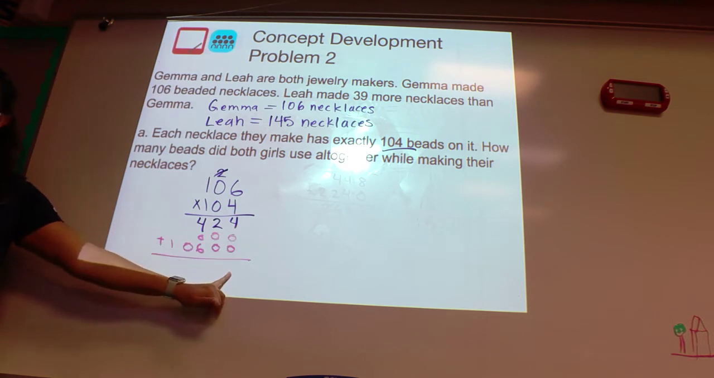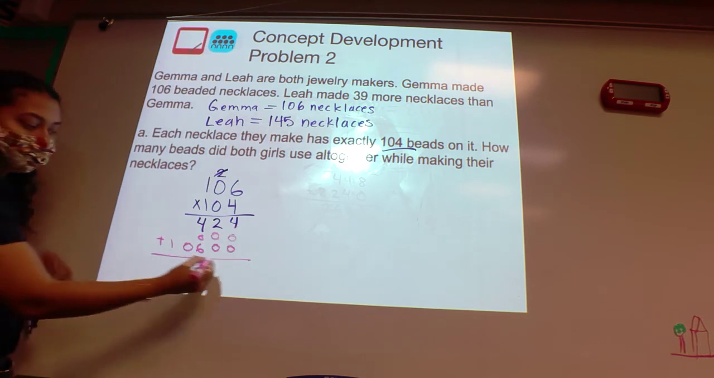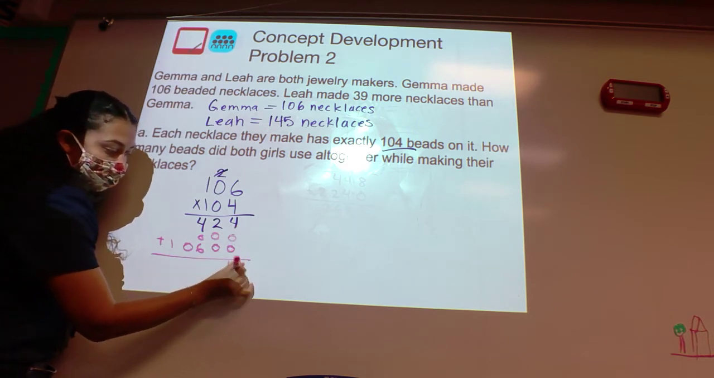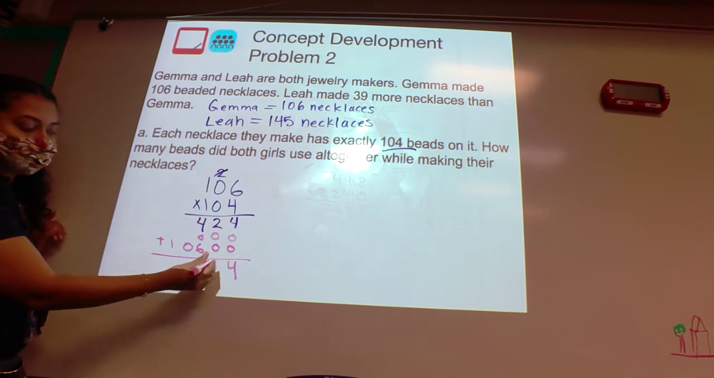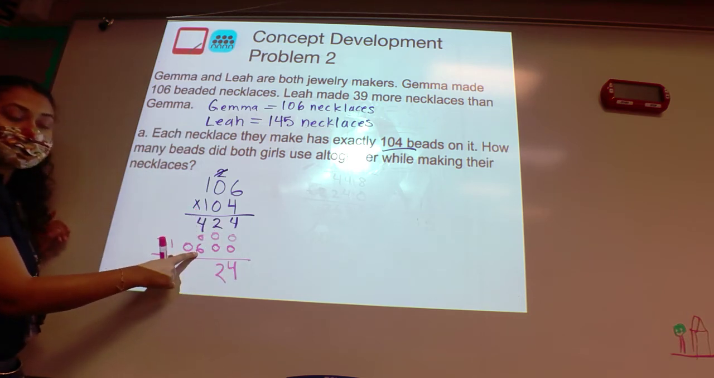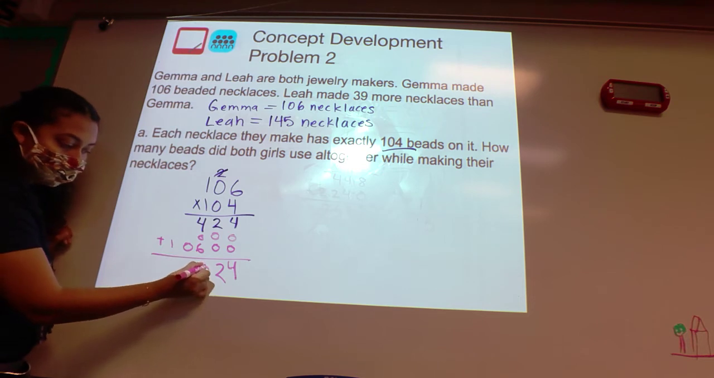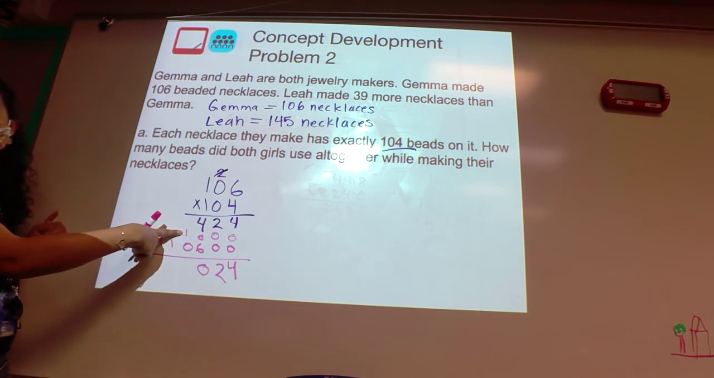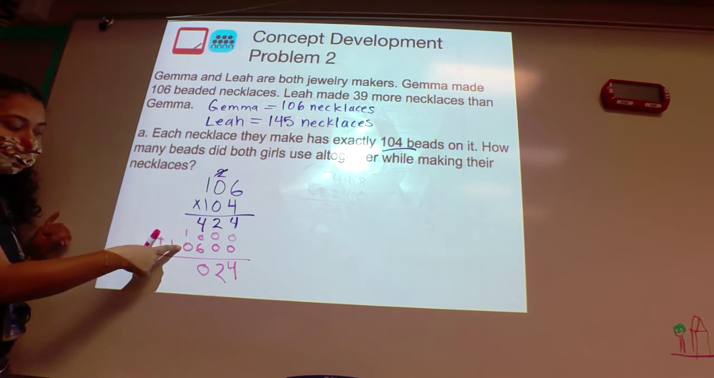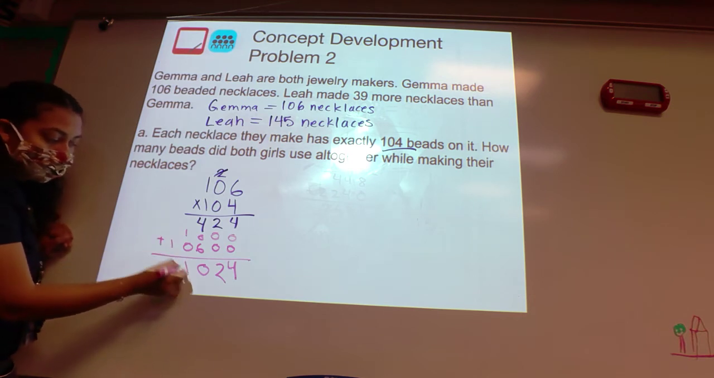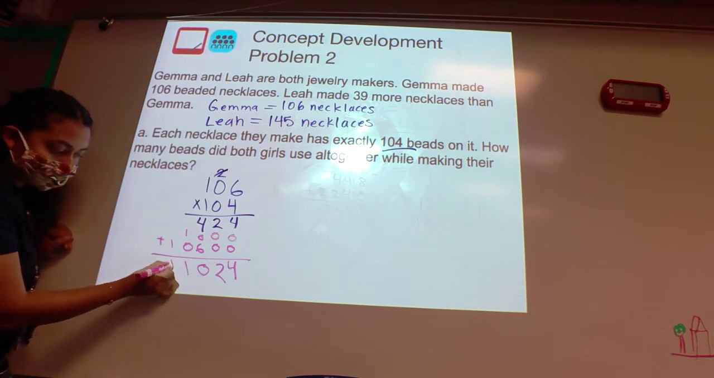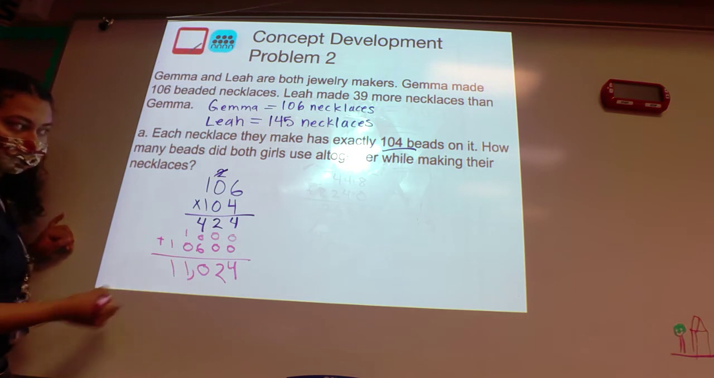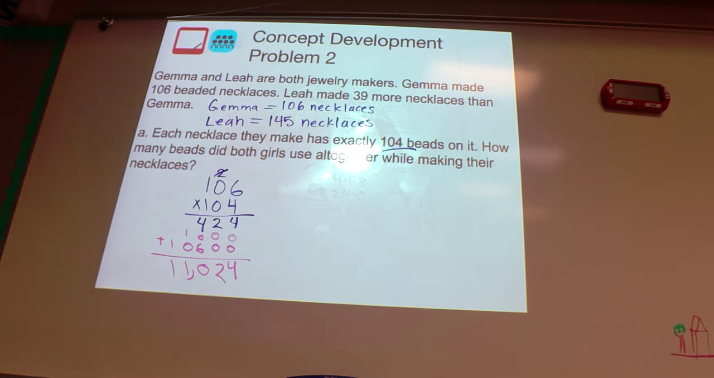Okay, 4 plus 0, 4. 2 plus 0, 2. 4 plus 6, 10. So 0 here, carry the 1 right there. 1 plus 0, 1. 0 plus 1, 1. Okay, so how many beads did Gemma use?